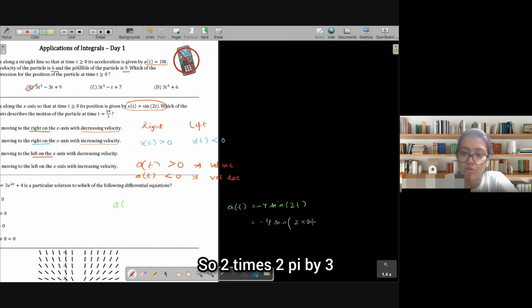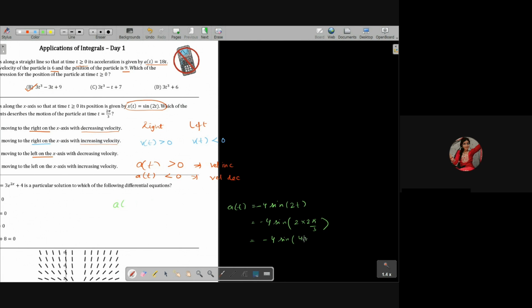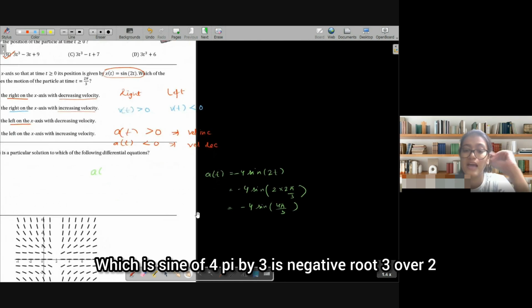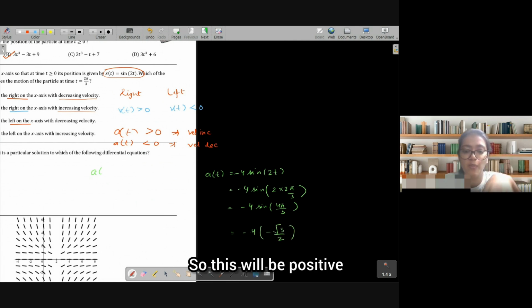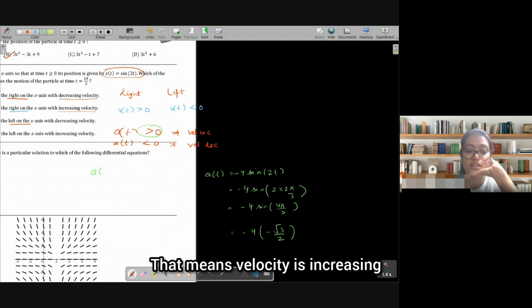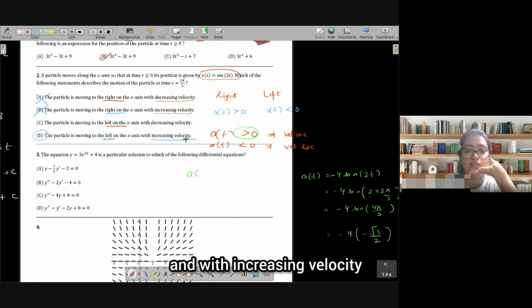So 2 times 2 pi by 3 becomes 4 pi by 3, and sine of 4 pi by 3 is negative root 3 over 2. So this will be positive. So a of t at 2 pi by 3 is positive, which means velocity is increasing. So it will be answer choice D: moving to the left and with increasing velocity.